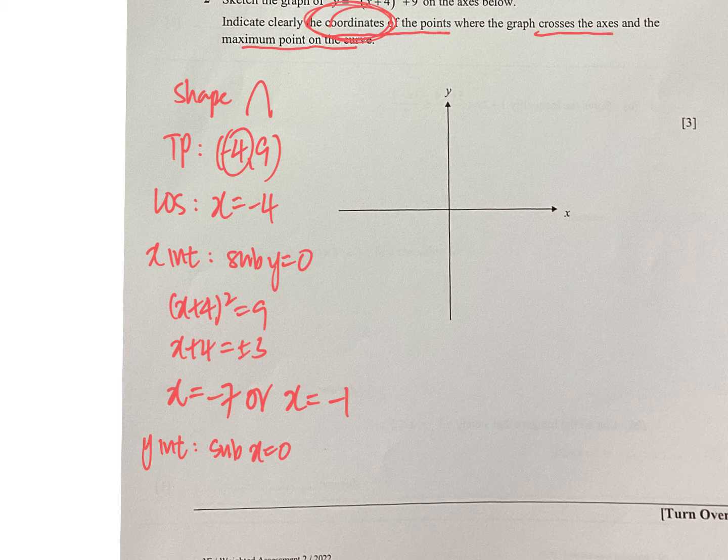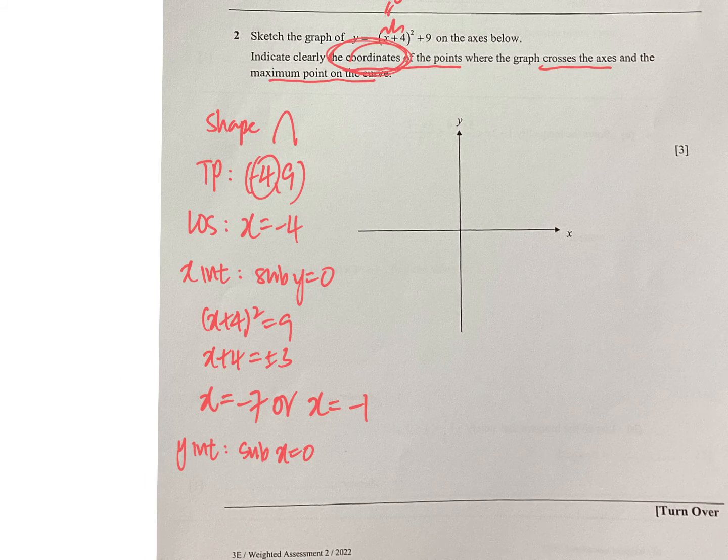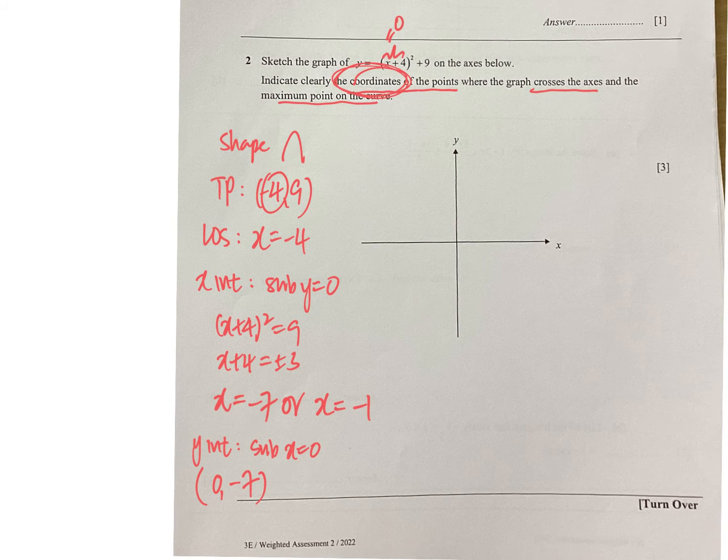So when you sub x as 0, you will get minus what? Minus 7. Last minute, I remember that negative 1 is also an integer. Last minute, so you got me my A1. So here minus 1, minus 7, and then minus 4, 9.